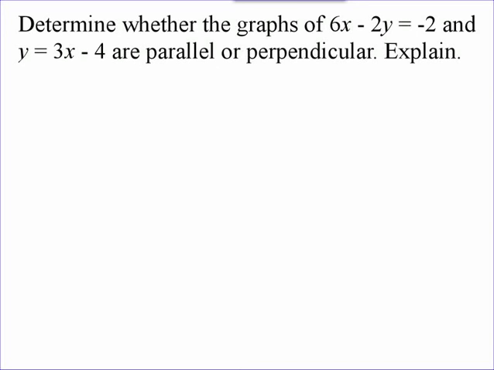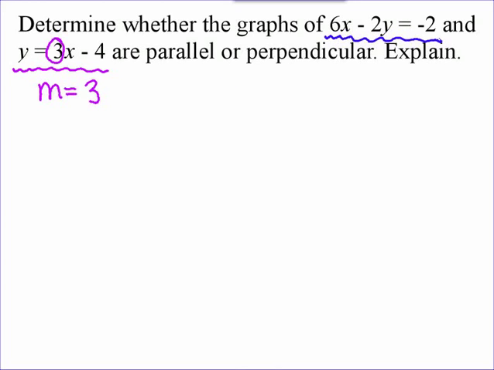To determine if two lines are parallel, we need to find their slopes. And then we're going to compare the slopes. If the slopes are the same, they're parallel. If they're opposite reciprocals, they are perpendicular. And so, first of all, the second equation, it's pretty easy to see what the slope is there. What's the slope there? 3. 3.